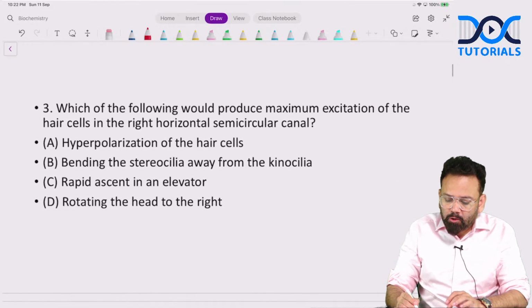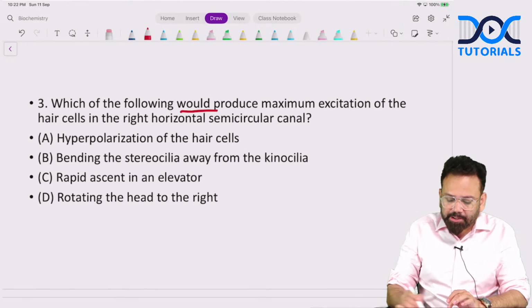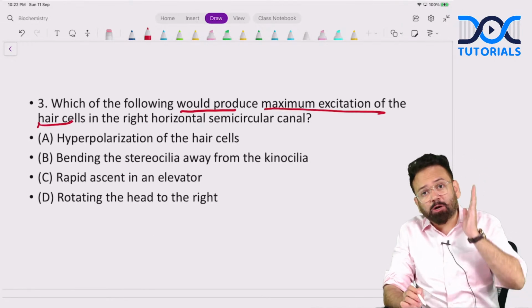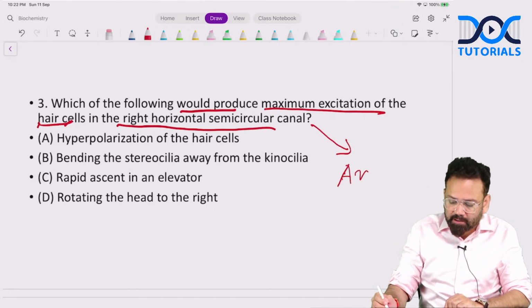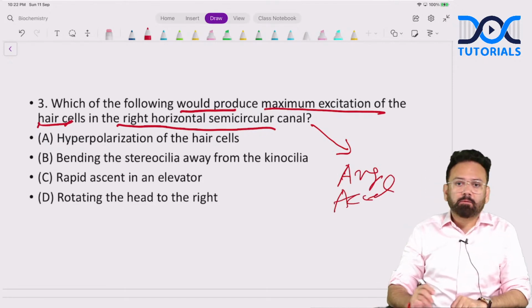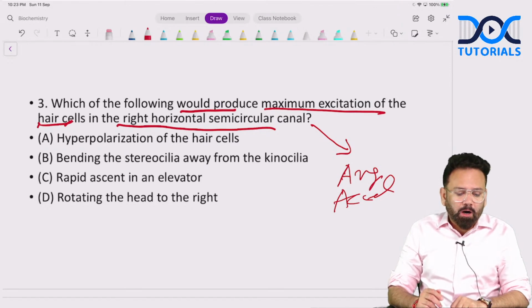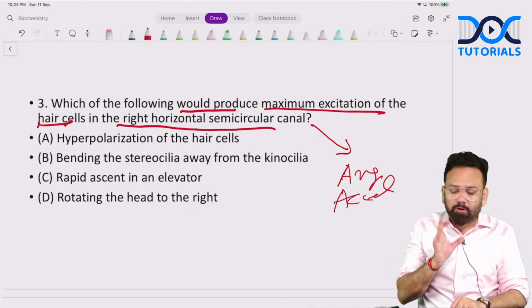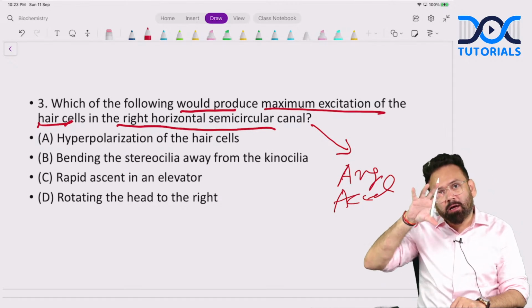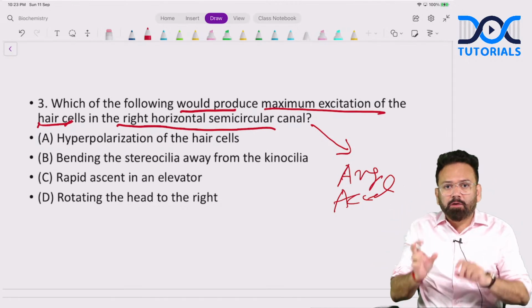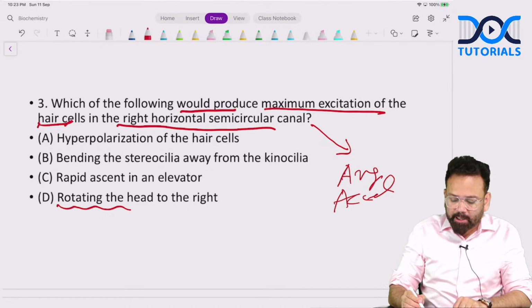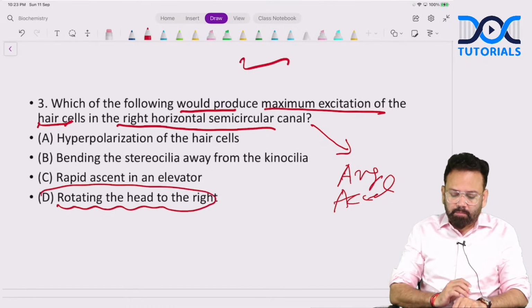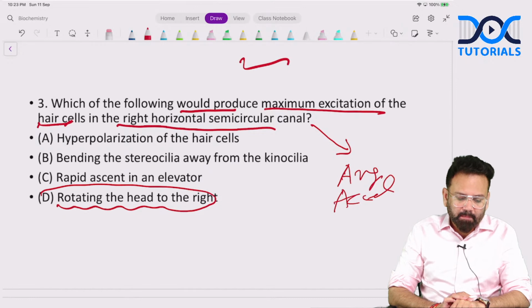Which of the following would produce maximum excitation of the hair cells in the right semicircular canal? Semicircular canals are for angular acceleration, when you are rotating your head. Look carefully. When you are moving toward the right, the right semicircular canal will work. If you move towards the left, the left will work. So rotation of the head to the right will. So answer is D.